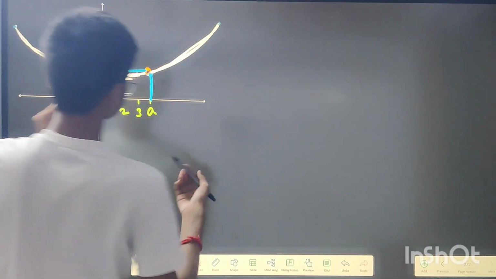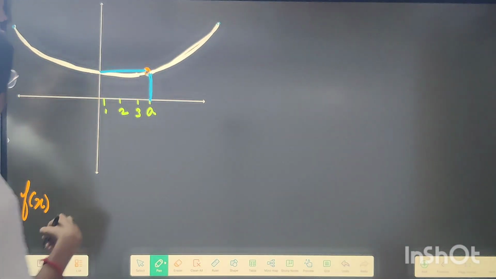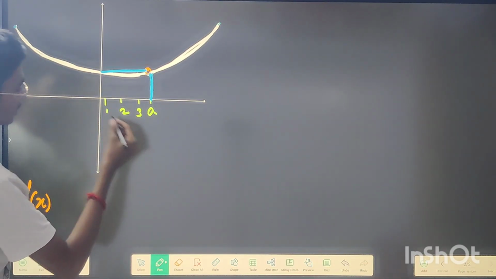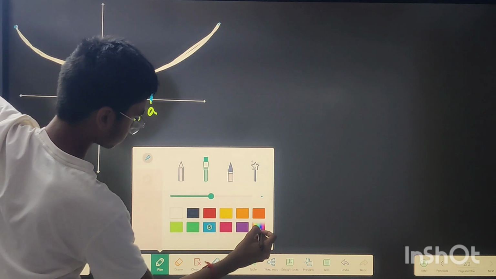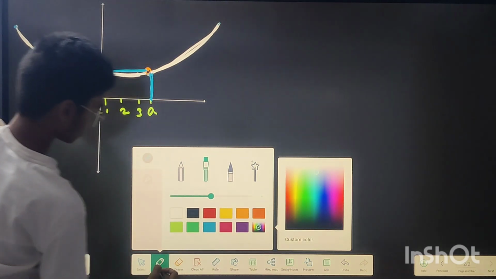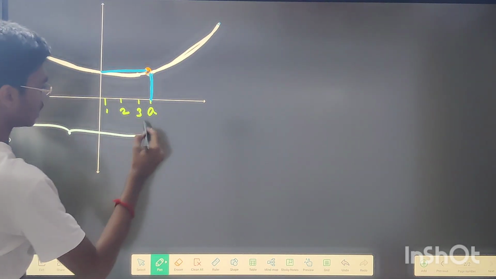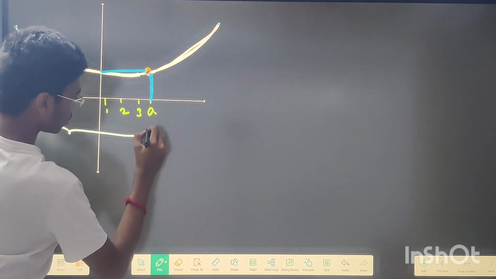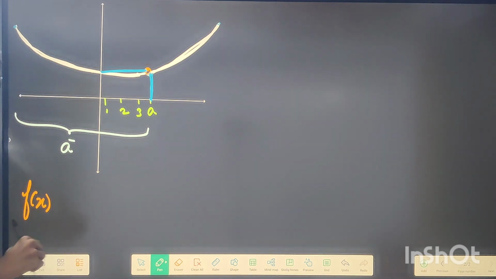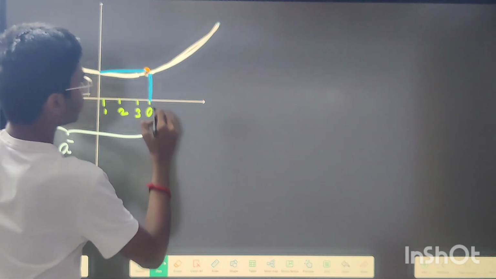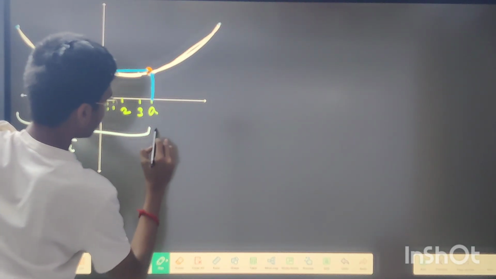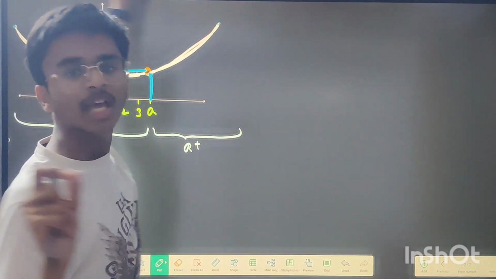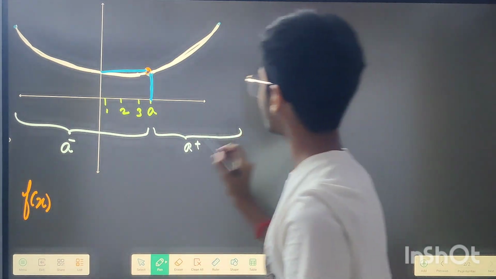The part coming from here to here is to the left side of A. So this total thing till here, except A, is represented as A minus. Then from here to here, other than A till the last, it is represented as A plus. Exactly at A, it is A.